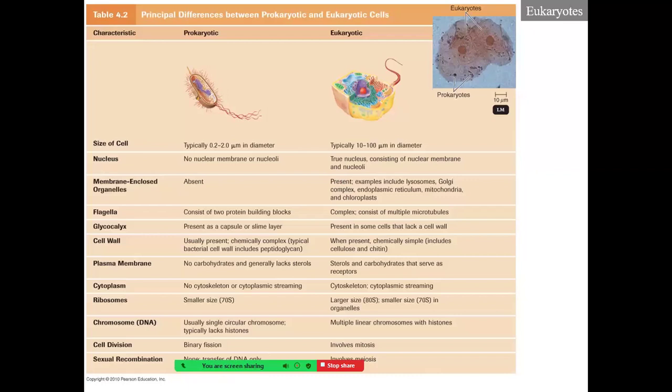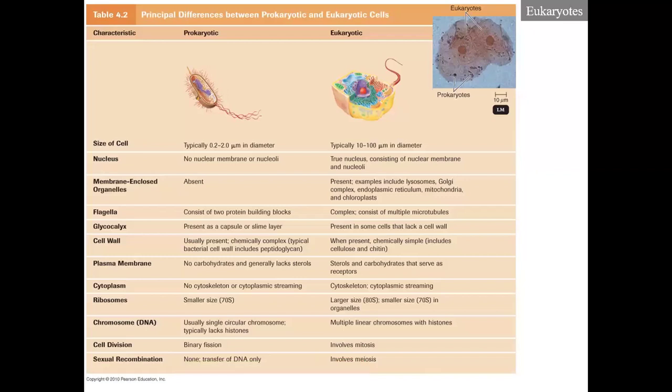And a cell wall is found on some eukaryotes, like plants and fungi and many protists, but is absent on an animal cell. They differ in the cell wall. The prokaryote has a chemically complex cell wall. Bacteria have peptidoglycan. Eukaryotes have a very simple cell wall, and they never have peptidoglycan in their cell wall.